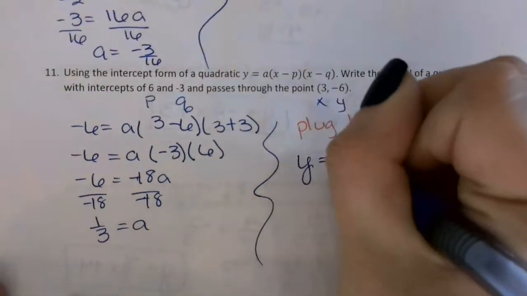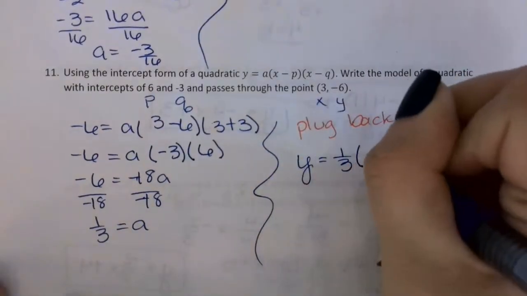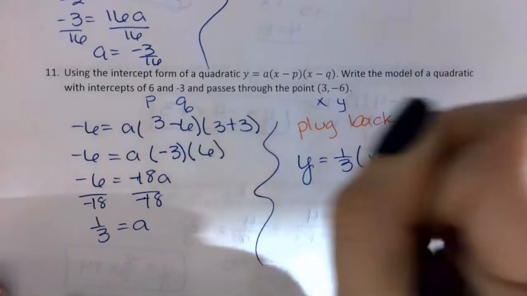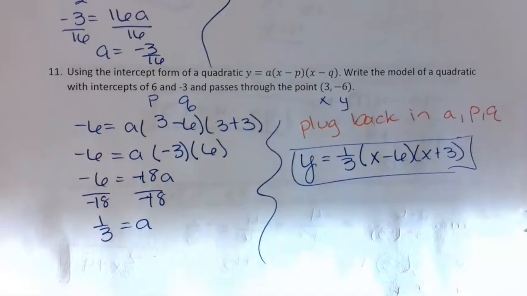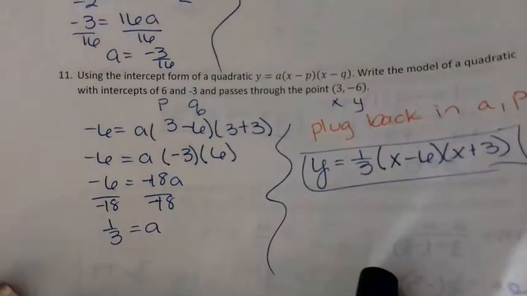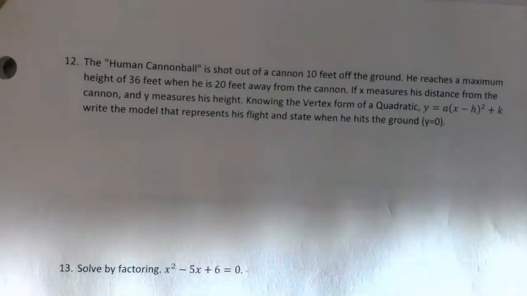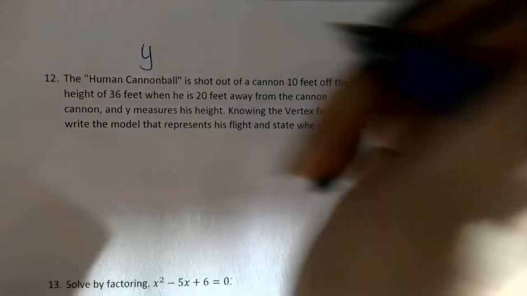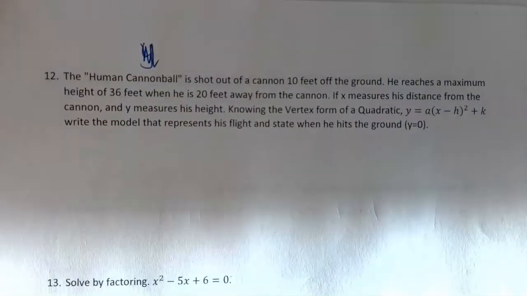So y equals 1/3 x minus 6, x plus 3. This one is using the same formula that was just on the last one. Just kidding, it's for text form. It's already written on this problem.